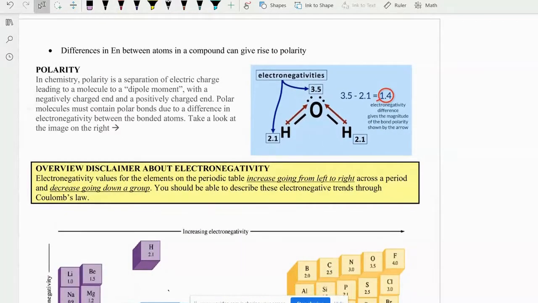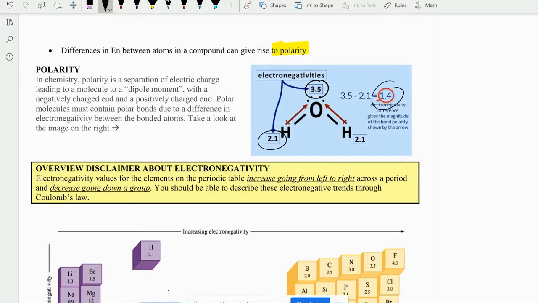It's important to note that differences in electronegativity between atoms give rise to something called polarity. I put a picture in your notes of a water molecule, and you can see that the oxygen atom has an electronegativity of 3.5 and the hydrogen atom has an electronegativity of 2.1. These are values given by the Linus Pauling scale. If you take the difference between the hydrogen and oxygen, you get 1.4, and that value tells us the type of bond that's going to form.